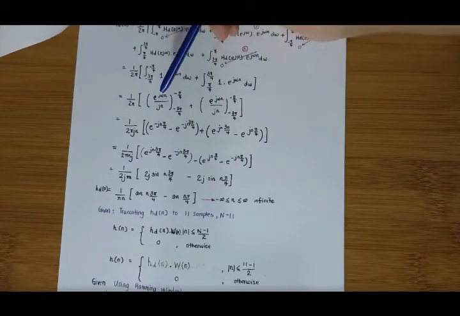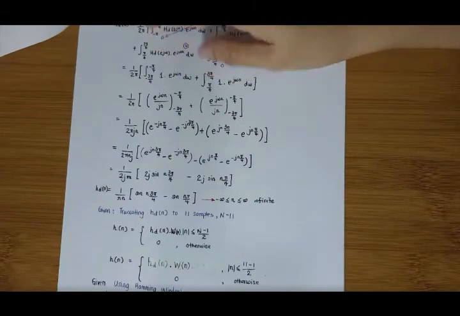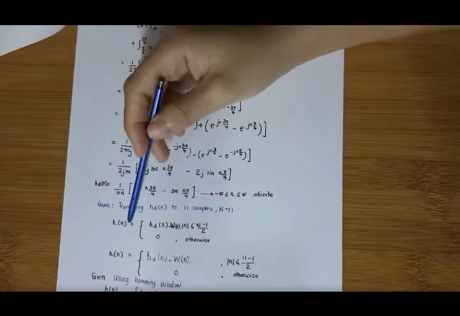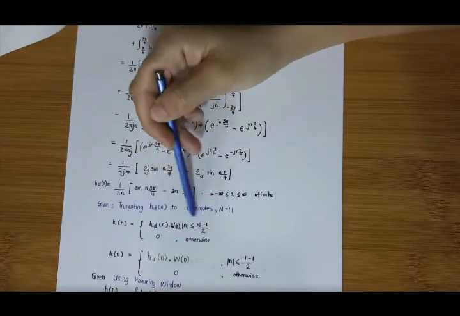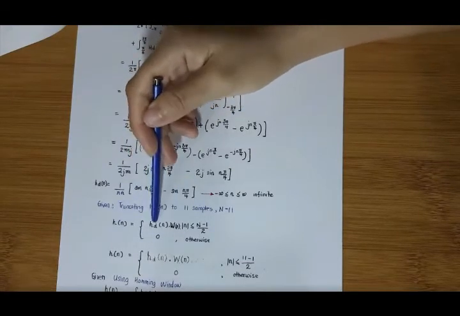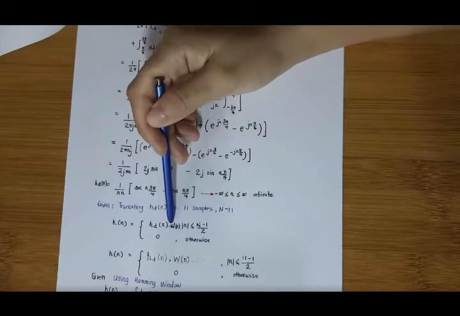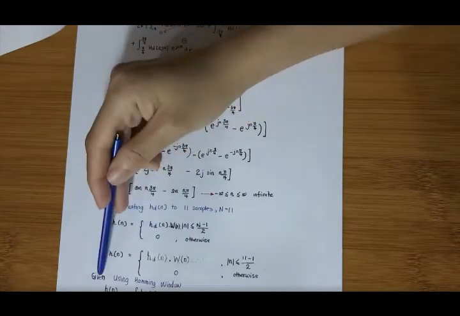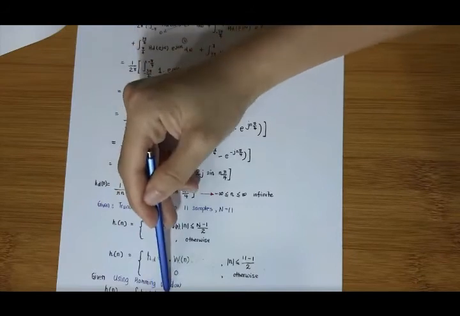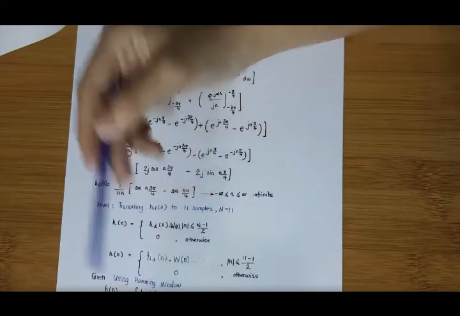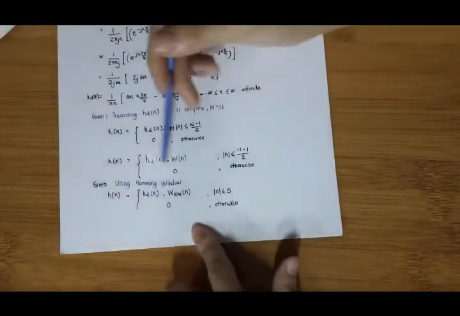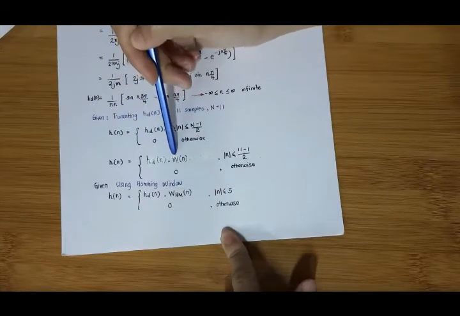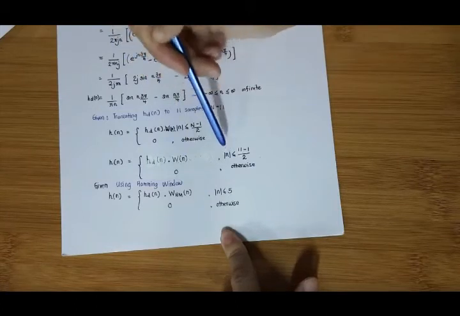So next step, we have to find our HD in 11 samples. This one is our HD. Our H is found from our HD multiplied with our WN. Now our WN is a Hamming window, so given using Hamming window, we have WHM here. This one is our general formula. Now HD is multiplied with window N, and our N is from 11.